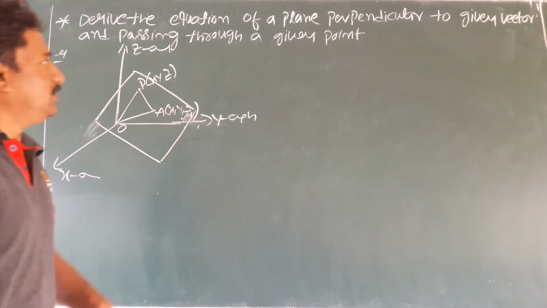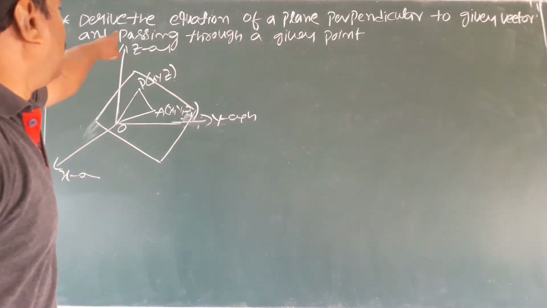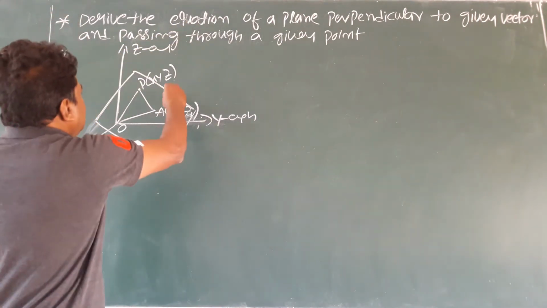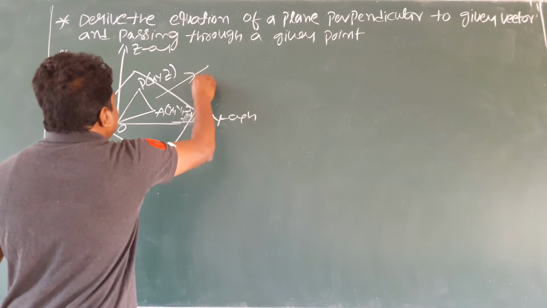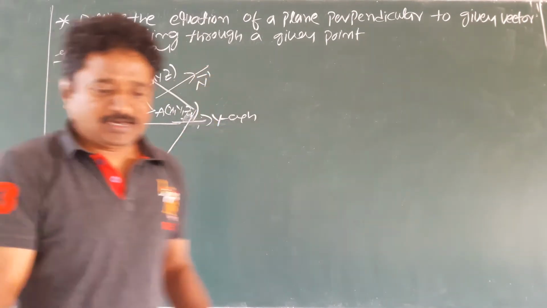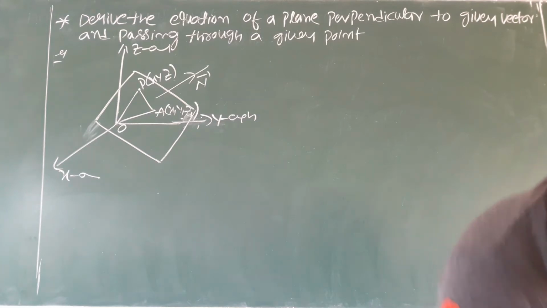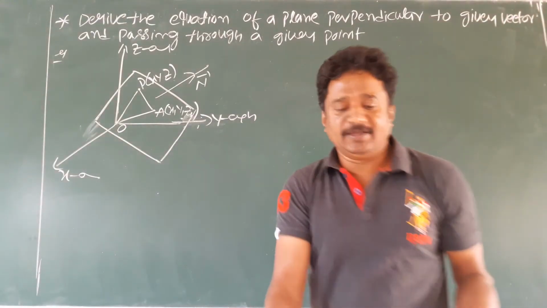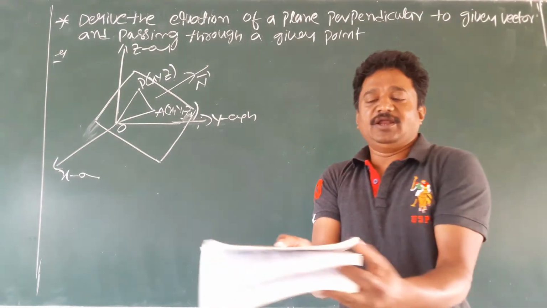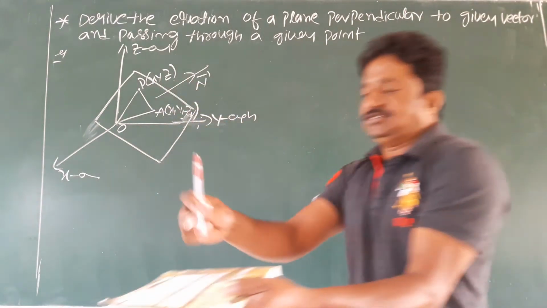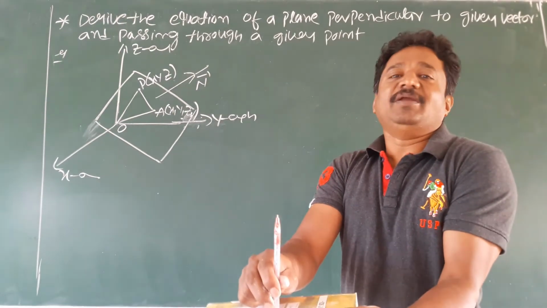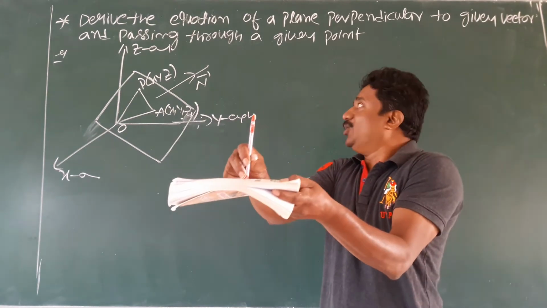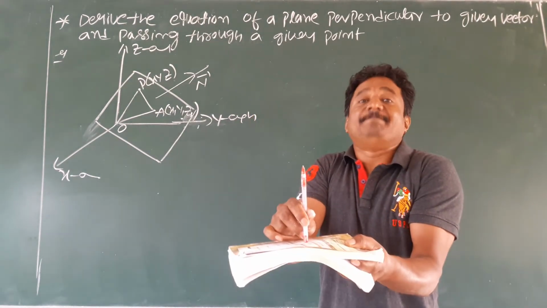One more thing is given, students. The plane is perpendicular to a given vector. This is the vector n. It's so easy, students. Look at this. This is the plane, a rectangular plane. This is vector n, the normal vector. We call that the normal vector. Normal means perpendicular.